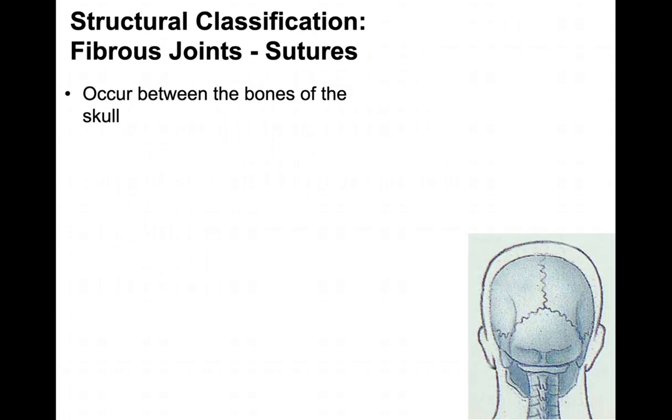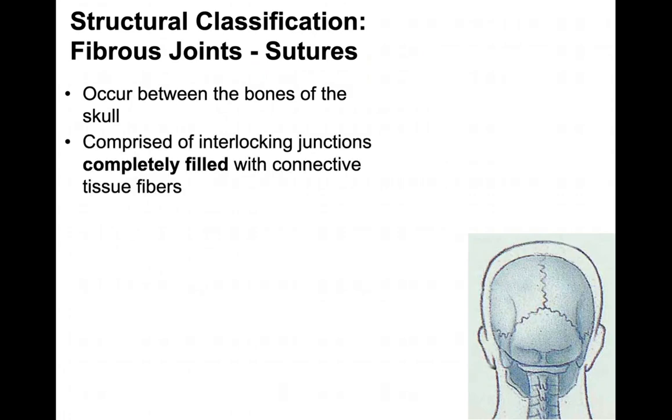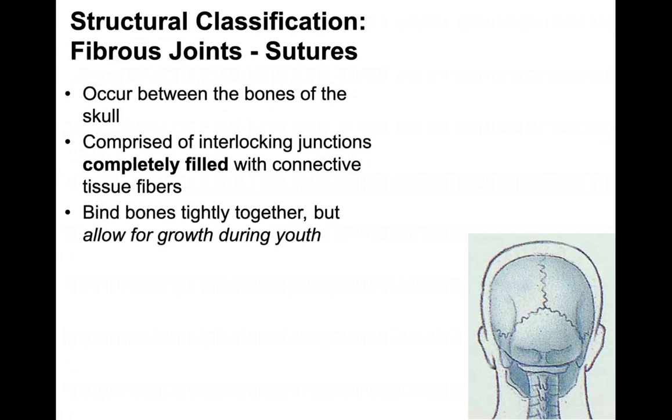Sutures occur between the bones of the skull. They are interlocking joints. You can even see in this picture how they kind of weave together. They also do that three-dimensionally, and they're filled with connective tissue fibers. So even though they are held together tightly, it does allow for growth during youth and a little bit of movement of the skull during the birth process.